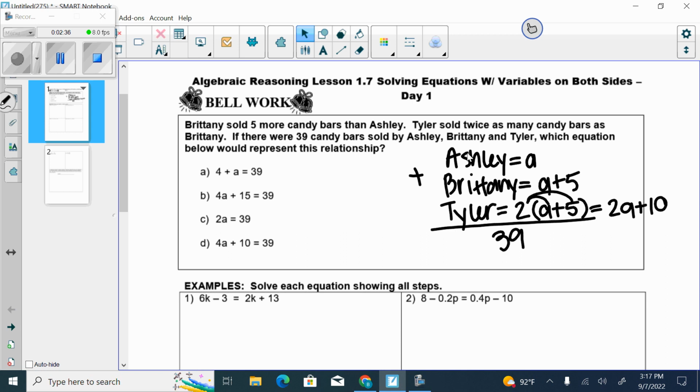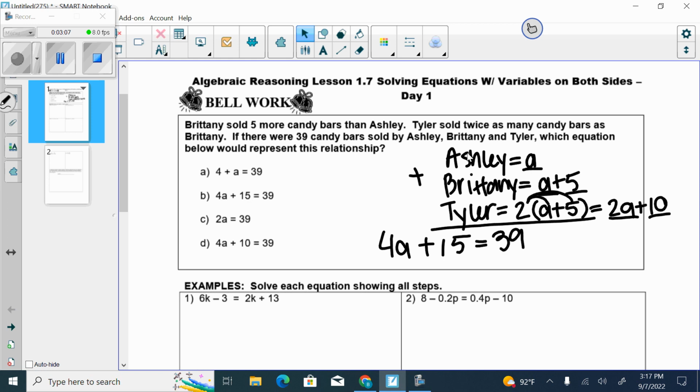So we need to, after we've distributed, go back and combine like terms, right? So I have 1A here, 1A for Brittany, and 2 A's for Tyler. How many A's is that all together? 4, okay? So 4A. And then I'm going to combine my constants. So we've got a 5 here and a 10 here. How much is that all together? 15. Good. Equals that total of 39. So what would my answer be here?